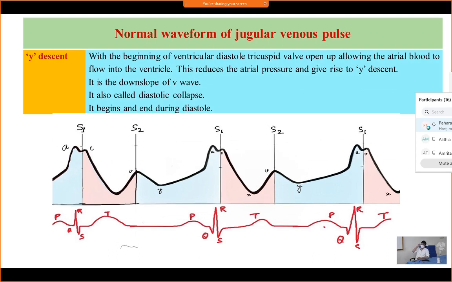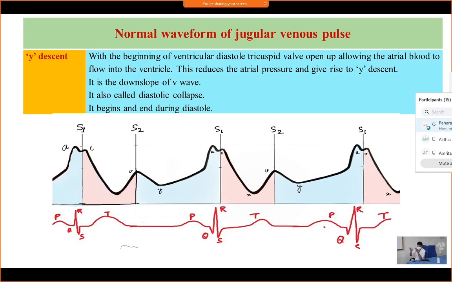Then at the end of the ventricular systole, when the ventricular diastole starts, the tricuspid valve opens. If it opens, it allows the atrial blood to go inside the ventricle. So there is a drop of the pressure in the right atrium, and this drop of the pressure ultimately gives rise to the Y descent, and this is the downslope of the V wave. It is also called diastolic collapse, and it begins and ends during the diastole.